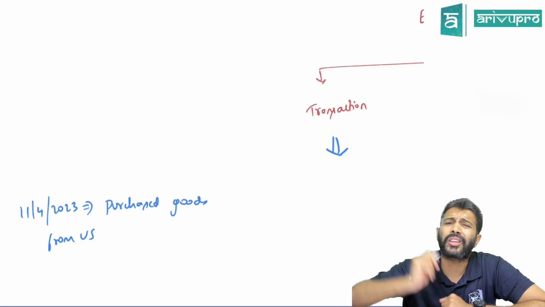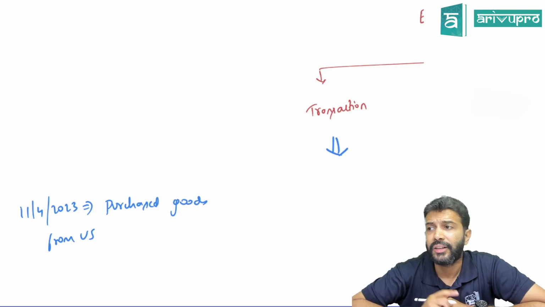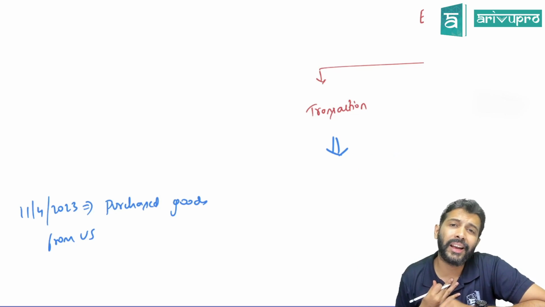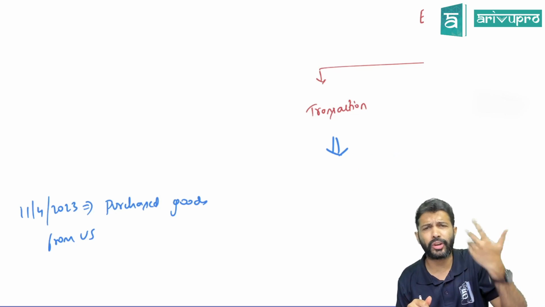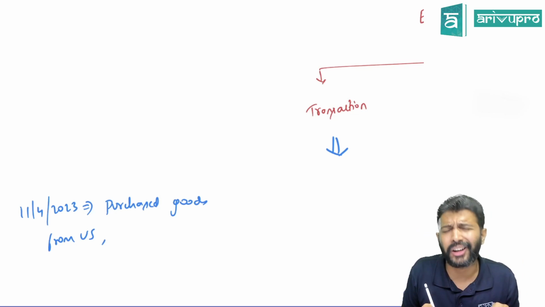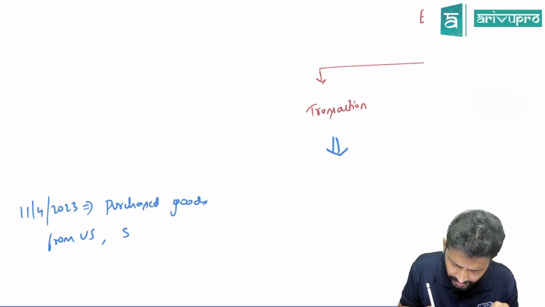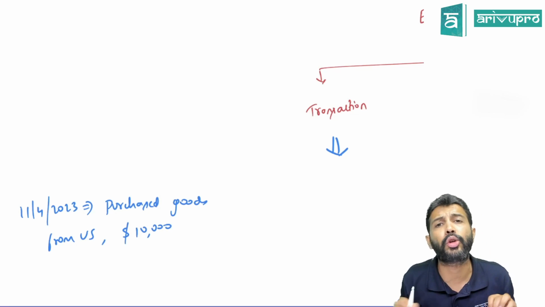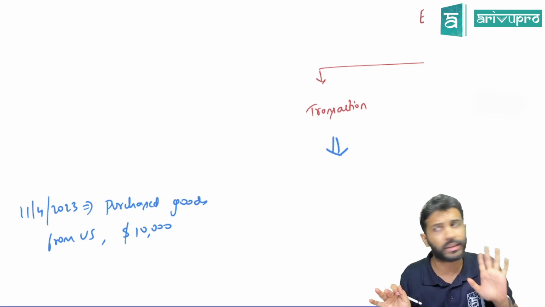So the person or the creditor is there, where, sir? US. But I am there in India. But I have imported these goods from the US. My US creditor is very clear. He's saying, I will bill you in dollars and you should pay me in dollars. That is his condition.